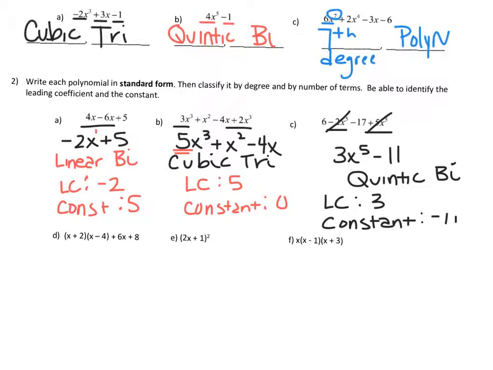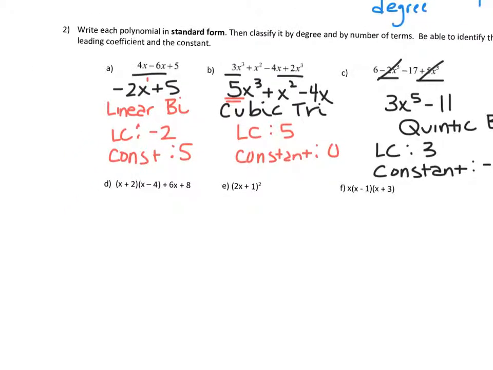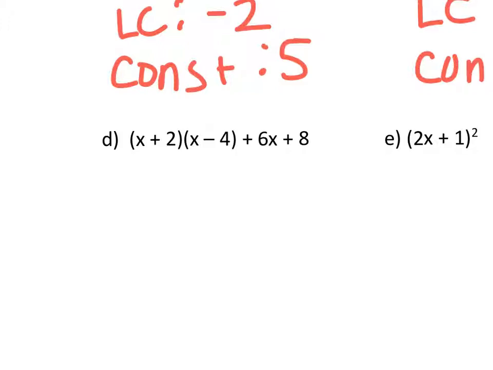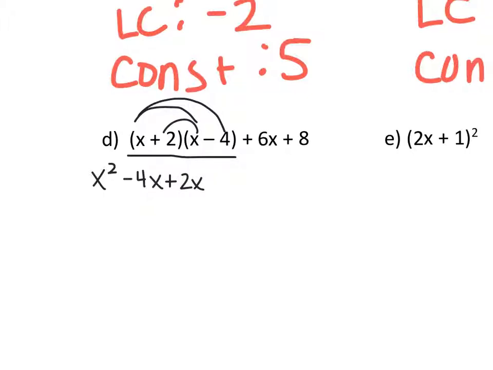Okay, letter D. Now there's some parentheses in here, so we want to get rid of the parentheses. So I'm going to FOIL these two first. It's going to be x times x, which is x squared. And then the outside is going to be minus 4x. And the inside is going to be plus 2x. And then the last is going to be minus 8. And I still have plus 6x plus 8.